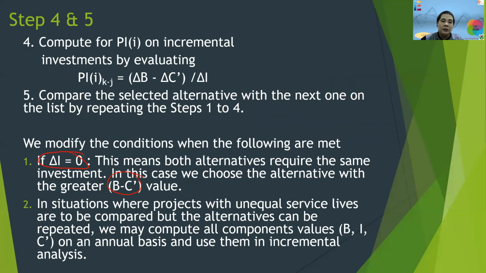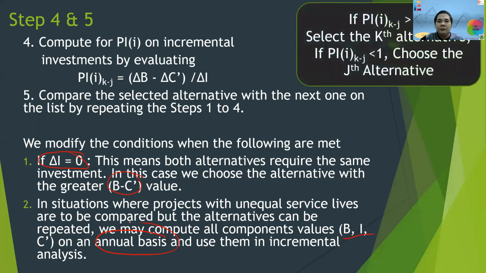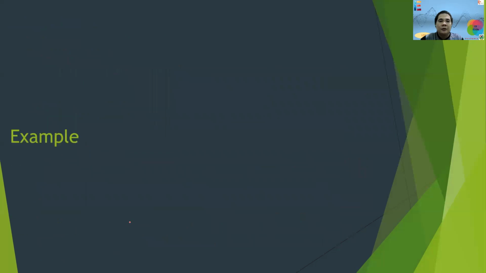Number two, in situations where projects with unequal service life are compared, you can actually compare them on a yearly basis, and we may compute all components, B, I, and C hat, on an annual basis and use the incremental analysis. Okay, the formula is most likely the same.